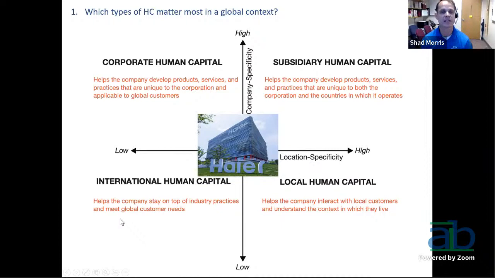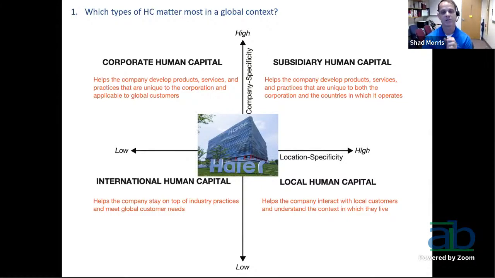Now, not surprisingly, local human capital can transfer to competitors. So if you look here, local human capital is low in terms of location specificity. It's also low in terms of firm specificity. And so as a result, Haier was able to go into this area and hire employees away from current competitors, or in this case, Whirlpool had left Indiana and moved to Michigan. And so there were a lot of unemployed design and R&D workers in this space who Haier was able to pick up quite easily.